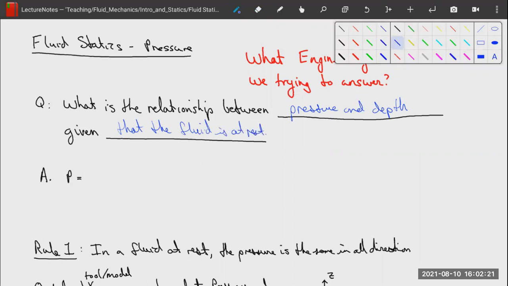Great. So the answer to those questions is relatively simple. We find out that pressure is equal to rho g delta h, where rho is the density of a fluid, g is gravity, and delta h is the depth within that fluid.